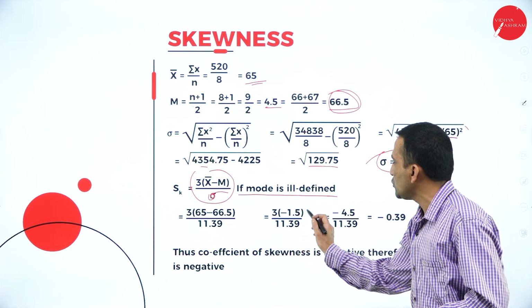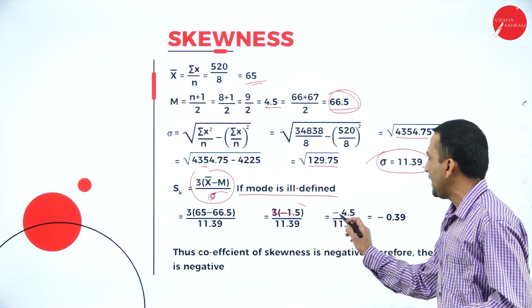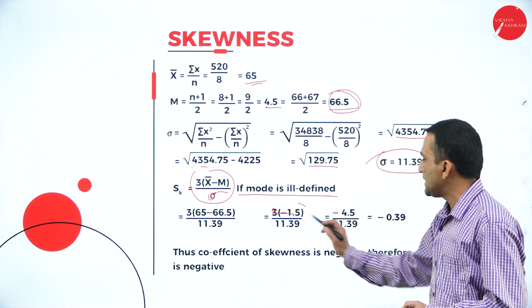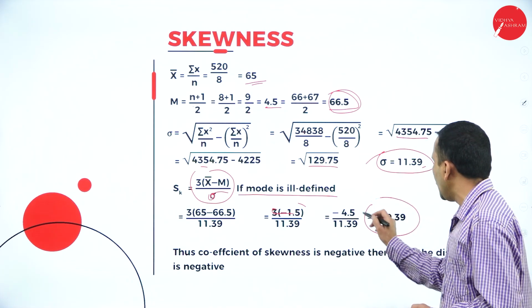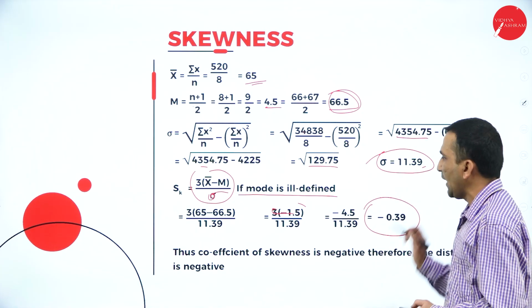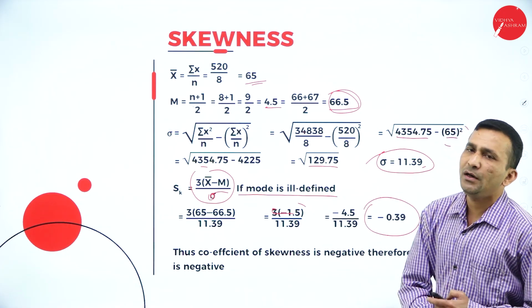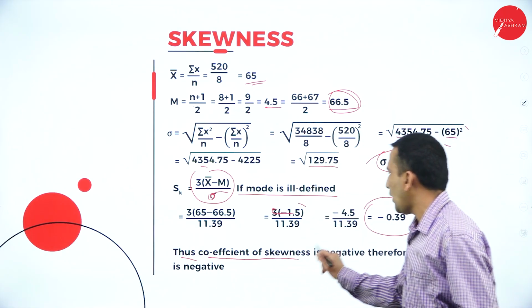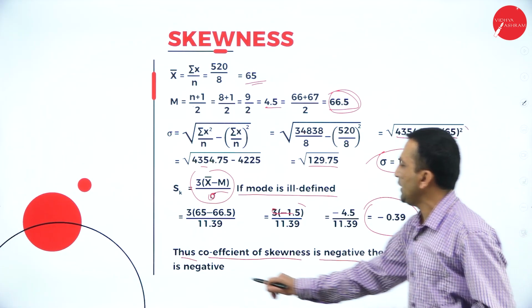Now I just want to simplify the numerator. After multiplying you are getting minus 4.5, divided by 11.39, the denominator I am writing as it is. Now if you divide, I am getting minus 0.39. Now this second step is completed. Now the third step, you are writing the comment. Thus the coefficient of skewness is negative. Therefore, the distribution is negatively skewed.